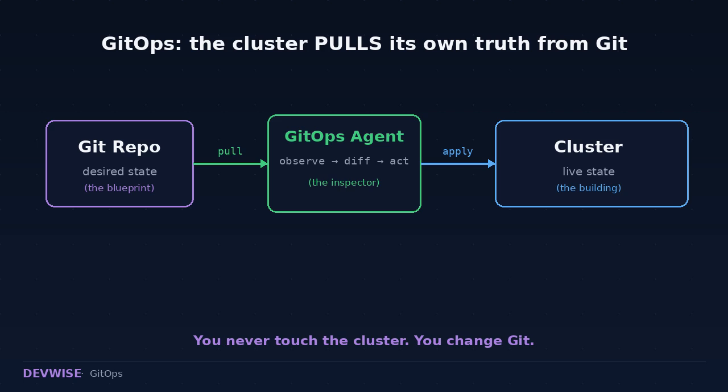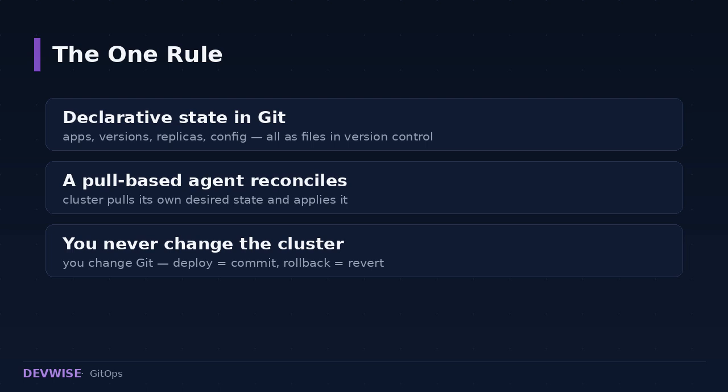Second, an agent running inside your cluster watches that repository and continuously reconciles. It compares what Git says should be running against what's actually running, and if they differ, it changes reality to match Git, not the other way around. That second half is the heart of it, and it flips the traditional model. In the old world, you pushed changes at your cluster, a pipeline ran kubectl apply, or Helm, and shoved new state in. In GitOps, the cluster pulls its own desired state from Git and applies it itself. This is called pull-based delivery.